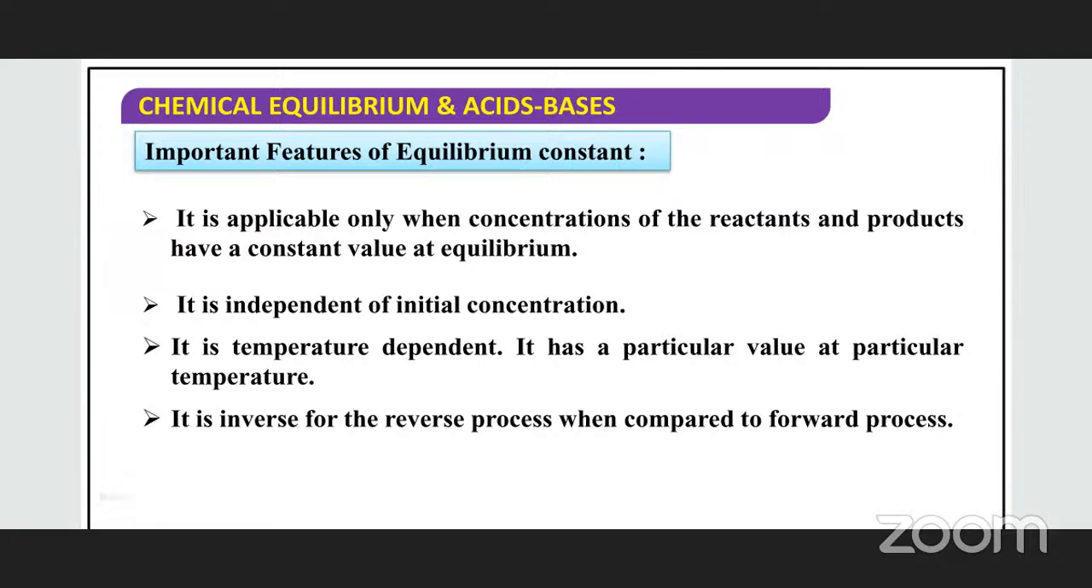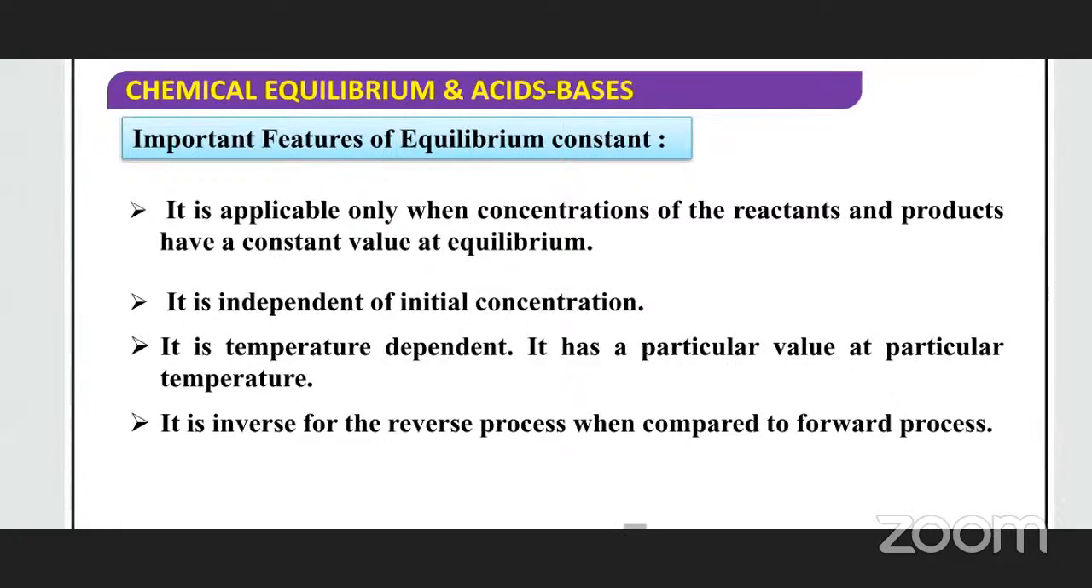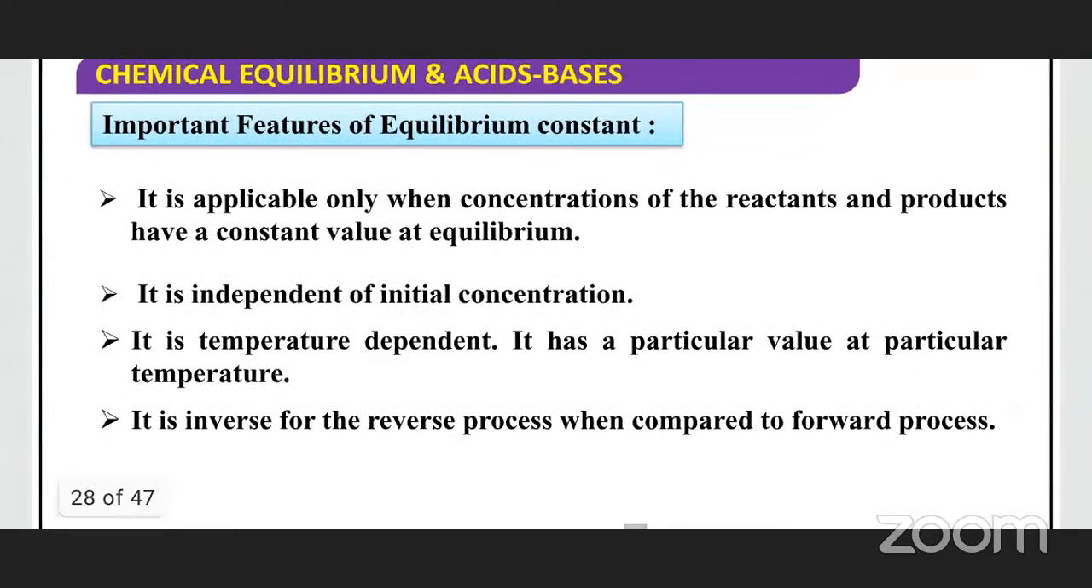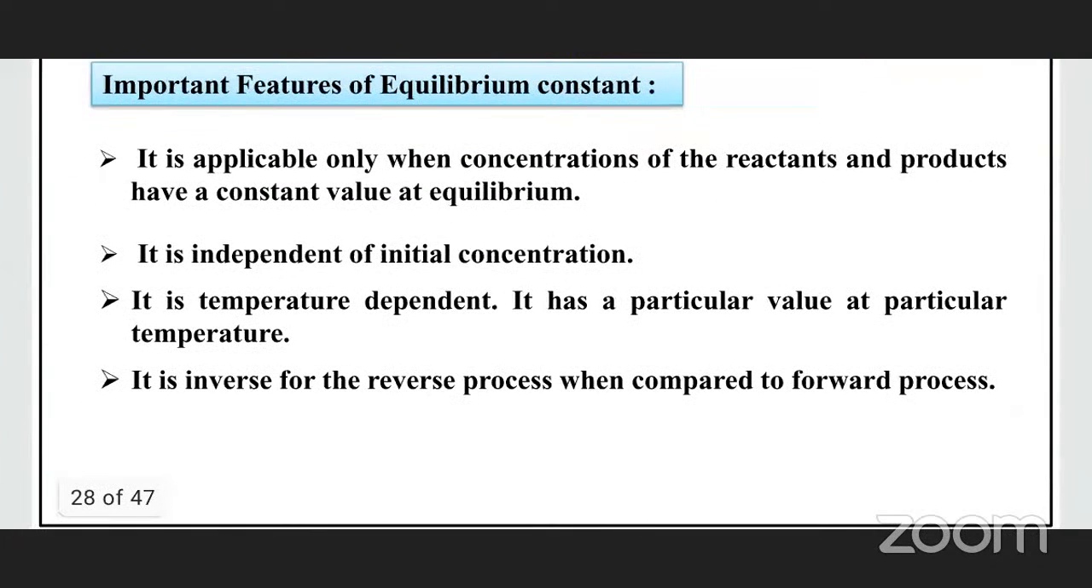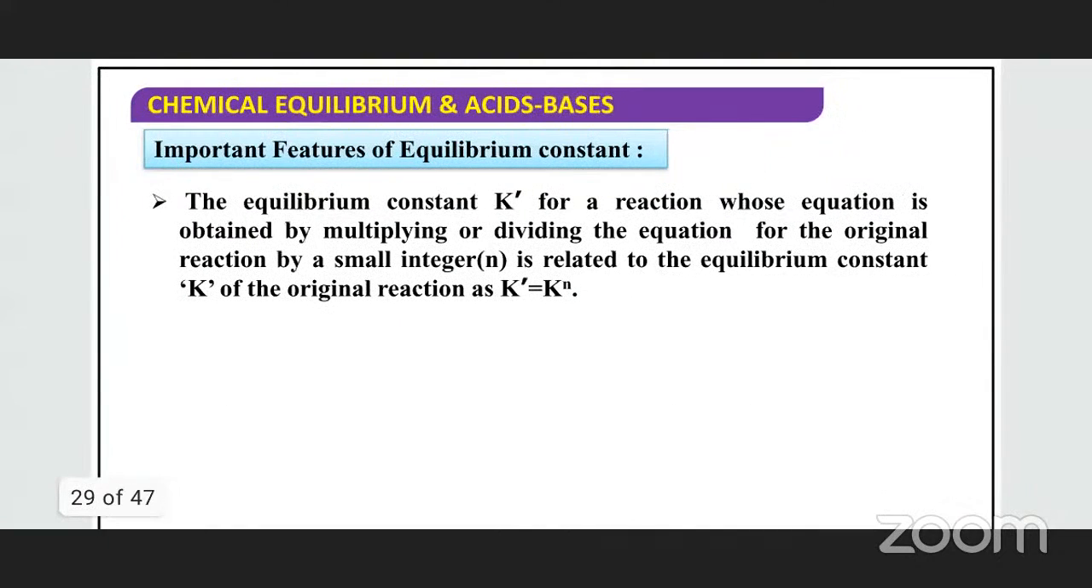Important features of the equilibrium constant. It is applicable only when the concentrations of reactants and products have a constant value at equilibrium. It is independent of initial concentration. It is temperature dependent. It has a particular value at a particular temperature. The equilibrium constant of the reverse process is the inverse of that of the forward process. These are the important features of the equilibrium constant.